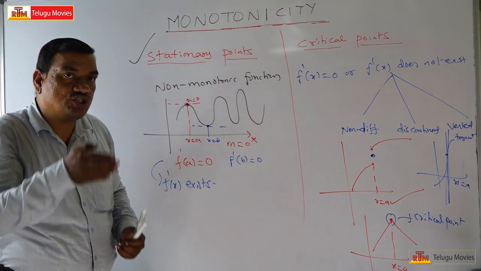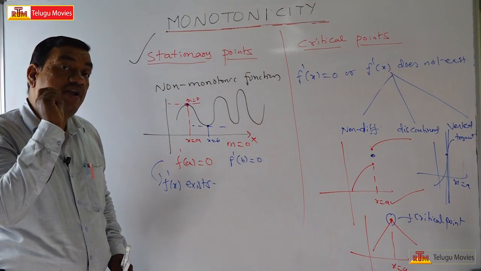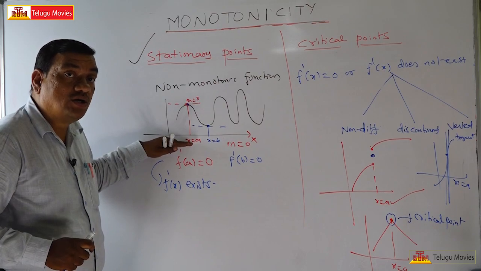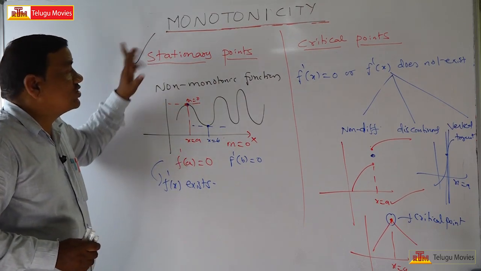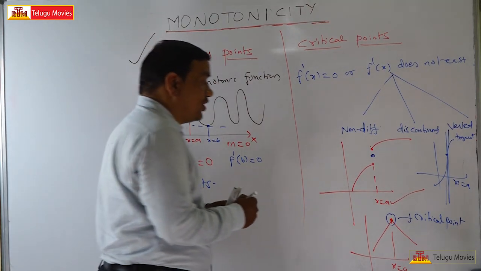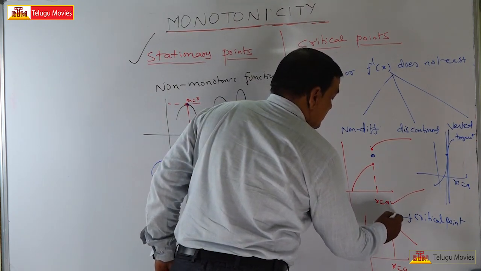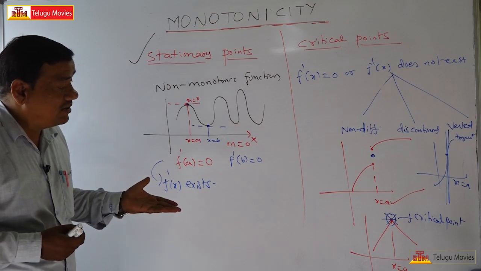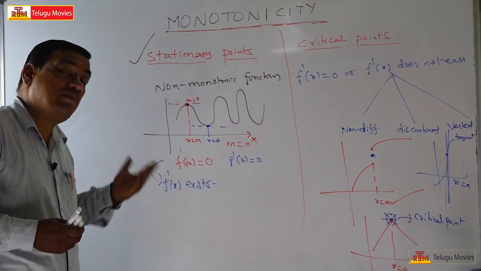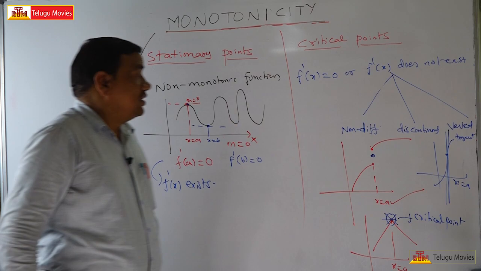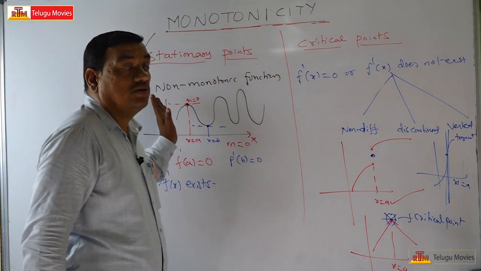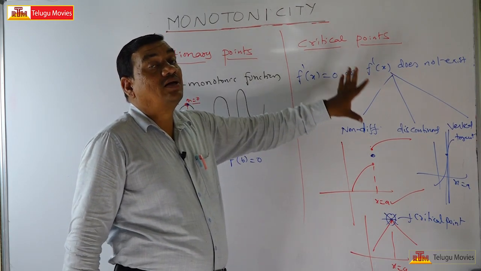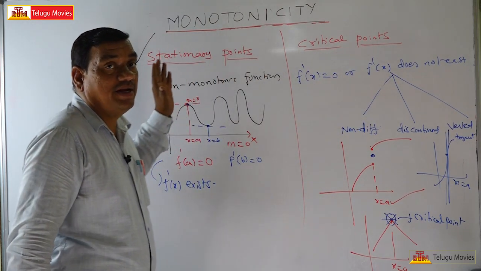At a sharp edge, if you draw a tangent, the tangent should be parallel to the x-axis for it to be a stationary point. Here, can you draw a tangent? You cannot draw a single tangent. You can draw an infinite number of tangents, which may be parallel to the x-axis or the y-axis. We don't know. That's why all stationary points are critical points, but all critical points need not be stationary points.